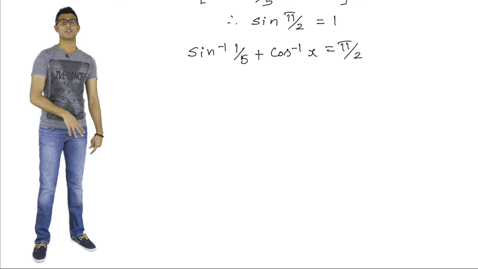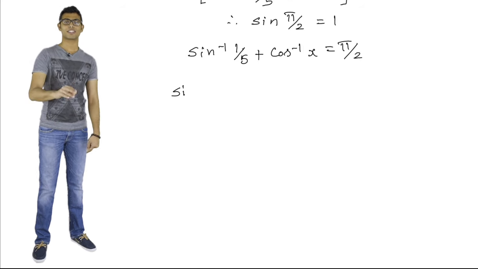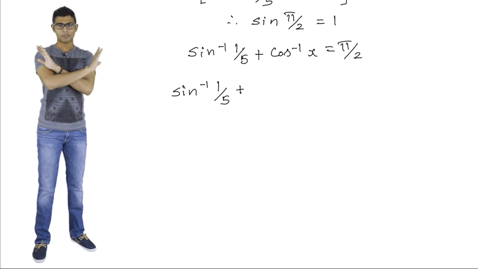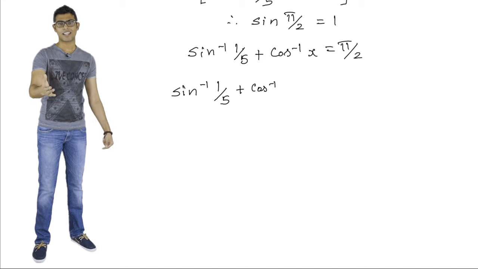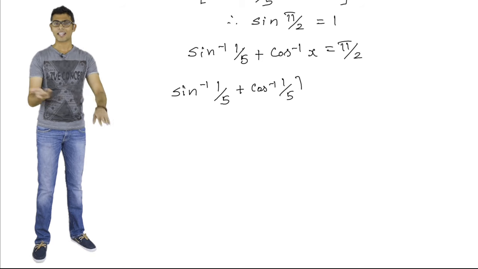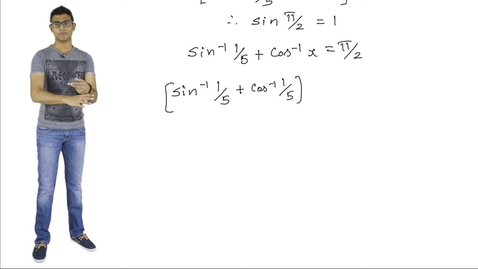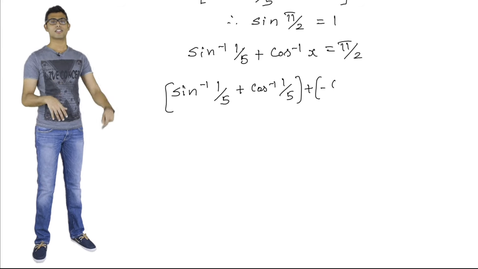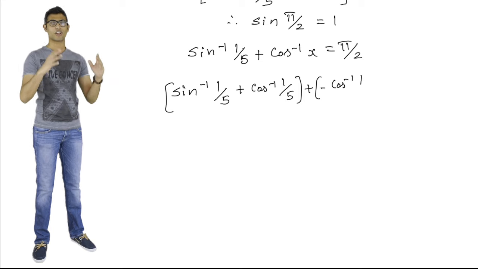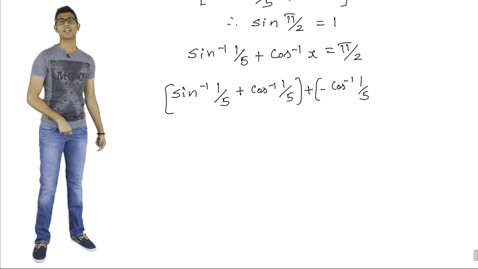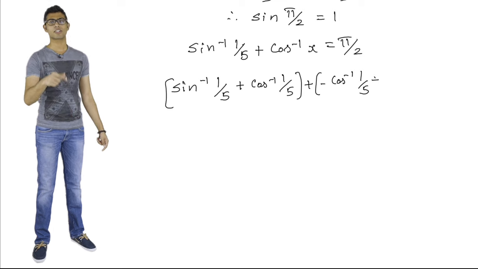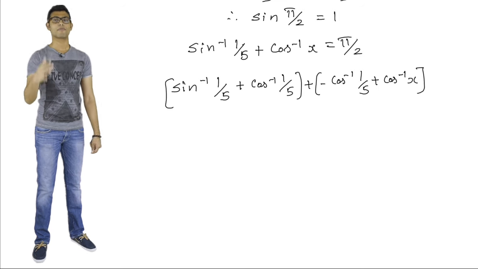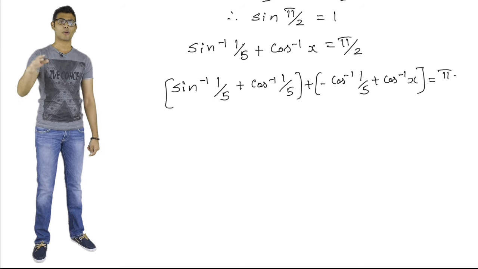Now we're going to add and subtract cos inverse of 1 by 5. When we're doing this, we're not changing anything in the problem. It's basically like adding and subtracting 1. They cancel each other off and you get 0 in the end, right? So there's no change in the problem so far. Now group the sine inverse of 1 by 5 and cos inverse of 1 by 5 together. So now you have sine inverse of 1 by 5 plus cos inverse of 1 by 5 minus cos inverse of 1 by 5 plus cos inverse of x equal to pi by 2.